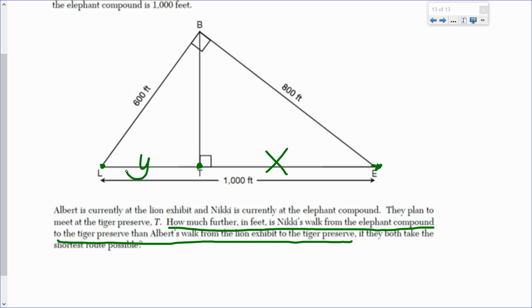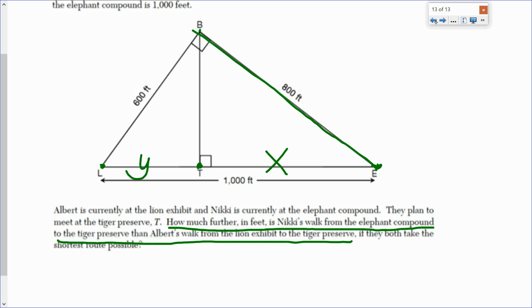So it wants to know, first of all, which is longer, Nikki from the elephant compound to the tiger preserve, or lion exhibit to the tiger preserve. So basically, you're going to have to find each of those, and to find one of them, I would start by finding x. Because there's no altitude involved, there's a leg involved, you're going to use hills. And once you get that piece of information, then you can roll from there. So it's just the wording that I know students can have a little bit of trouble with, so I wanted to give you a little bit of hint there. But other than that, it's pretty straightforward.